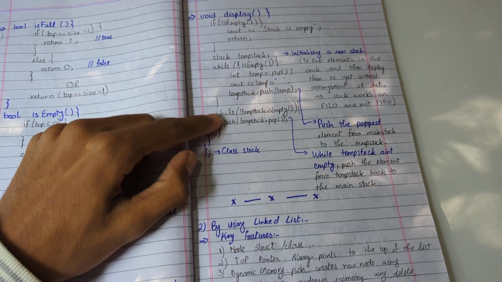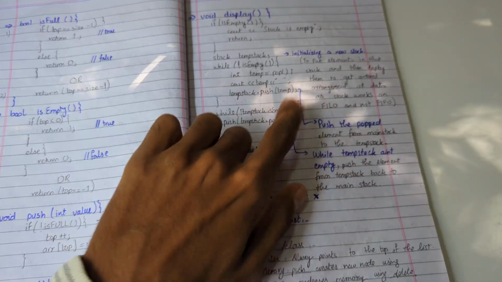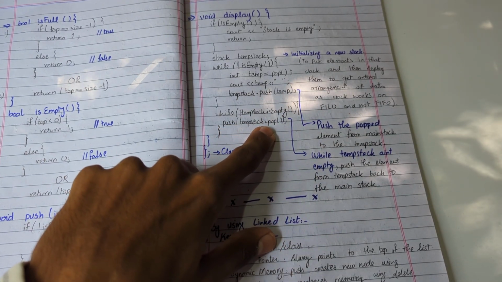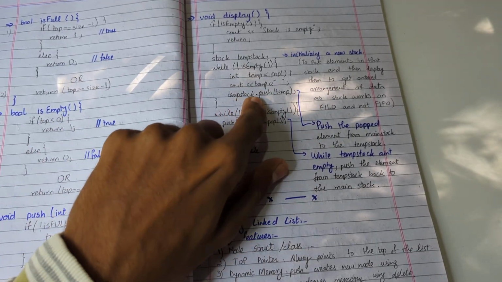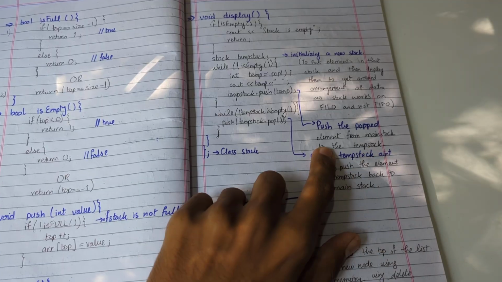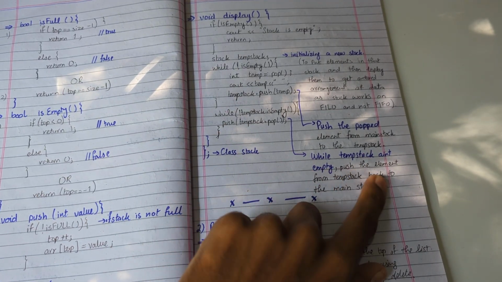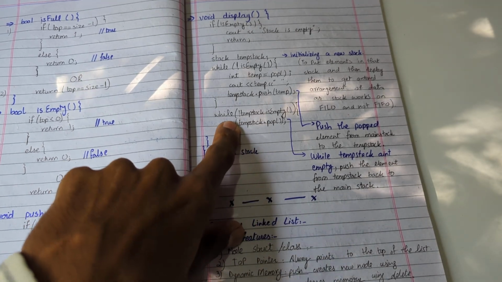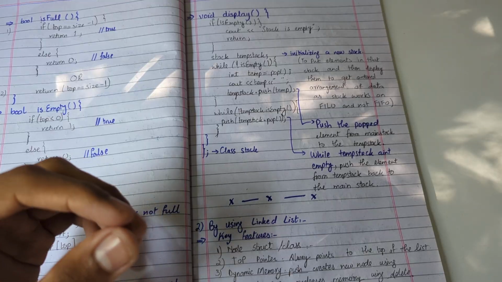So that's done. While the temporary stack is not empty, we keep pushing. Let's just go back for a second. Temp stack dot push temp. We push the popped element from the main stack to the temporary stack, and then over here, while the temp stack is not empty, we push the element from the temp stack back to the main stack. So we just use the temporary stack for a temporary purpose.